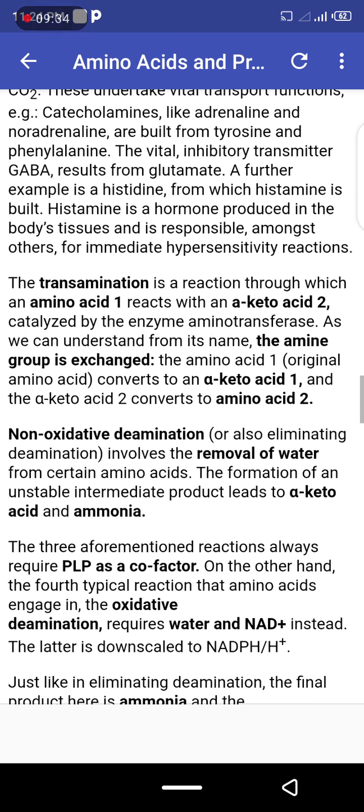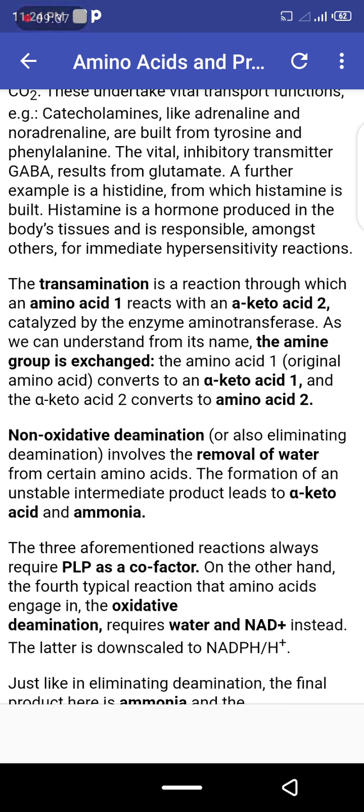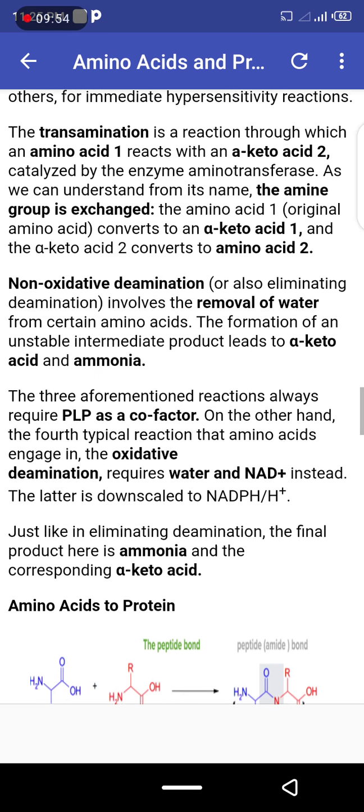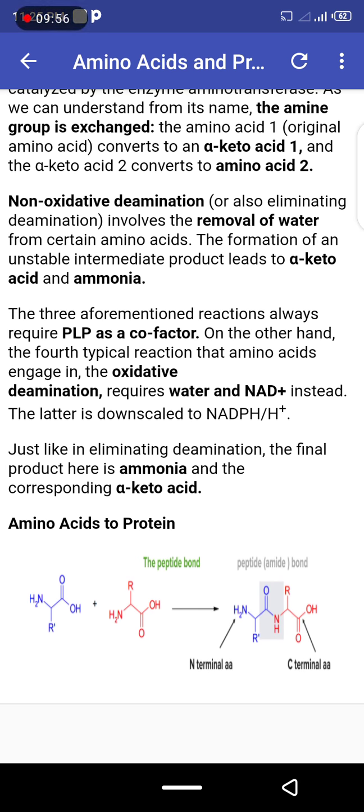Histamine is a hormone produced in the body tissue and is responsible, amongst other things, for immediate hypersensitivity reactions. The transamination is a reaction through which an amino acid 1 reacts with a keto acid 2, catalyzed by the enzyme aminotransferase. As we can understand from its name, the amine group is exchanged. The original amino acid 1 is converted to an alpha keto acid, and the alpha keto acid is converted to amino acid 2.